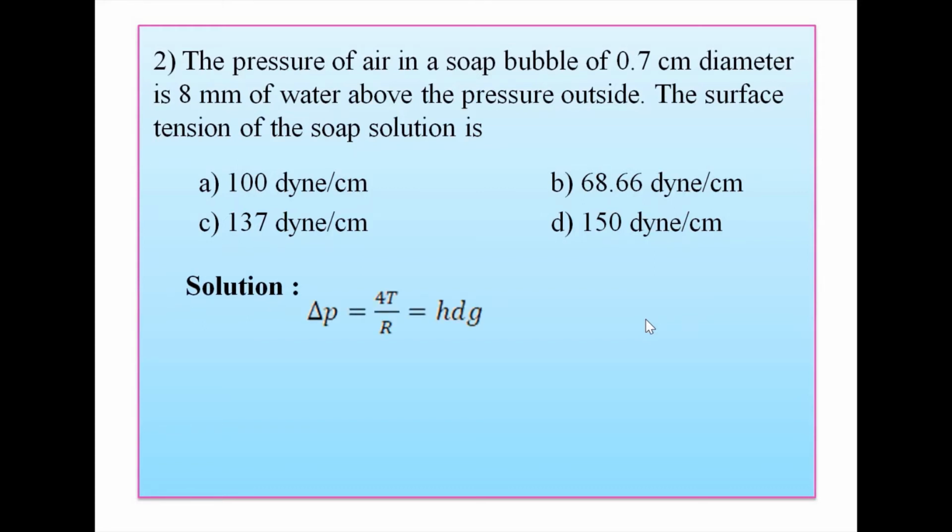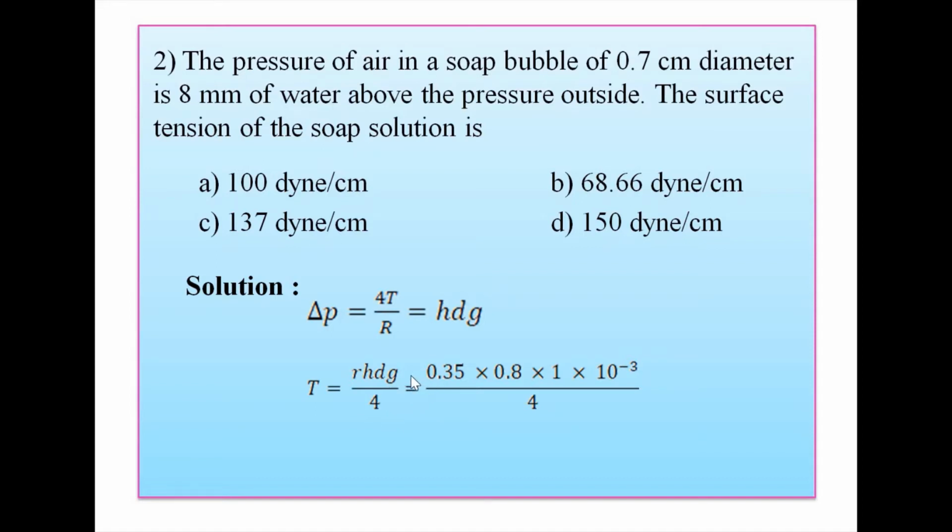Here the formula is delta P, that means excess pressure, is equal to 4T divided by R. Pressure in terms of height, density and acceleration due to gravity, that means delta P is equal to h d into small g. Taking out the surface tension T, we get the new formula: T is equal to R h d g divided by 4.